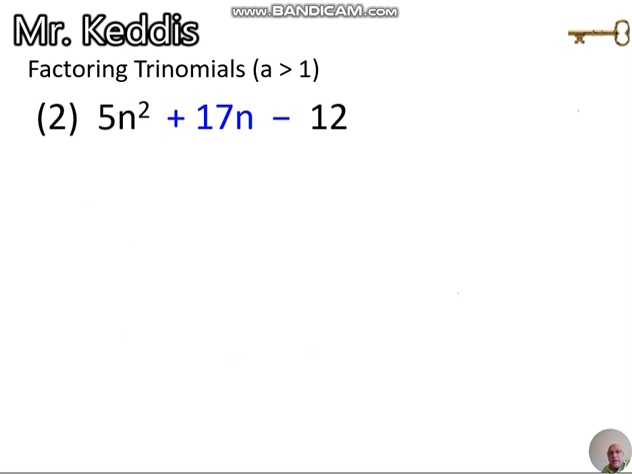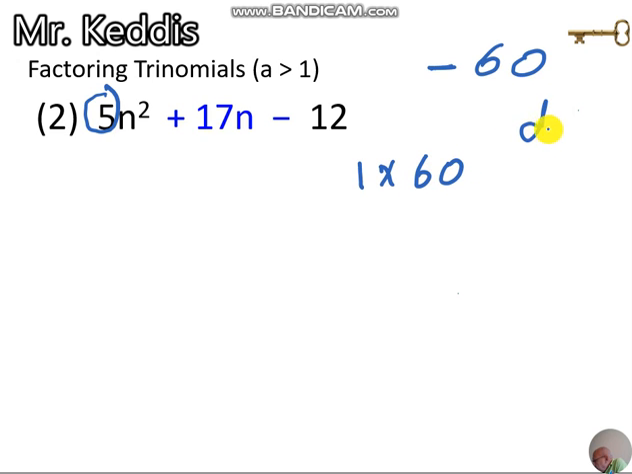Okay, the second one, you have 5n squared plus 17n minus 12. I'm going to multiply the leading coefficient 5 times negative 12, and I get negative 60. Because this is negative, I have to look under the difference. 1 times 60, and you look under the difference.